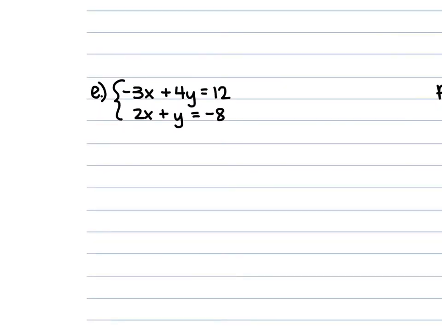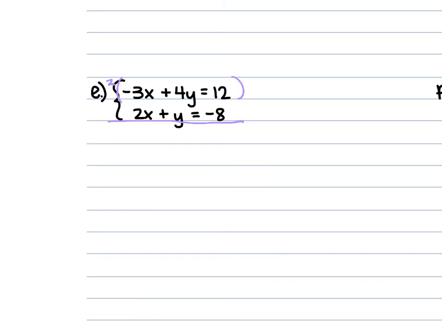For E, we have negative 3x plus 4y is equal to 12, and 2x plus y is equal to negative 8. Now, look at your two variable terms that we have here, x and y. Do any of those x's or y's have opposite signs of each other? Yes, the x's. So because the x's are opposites, use those. It'll be a lot easier to go ahead and find your least common multiple. Between the negative 3 and the 2, our least common multiple is 6.